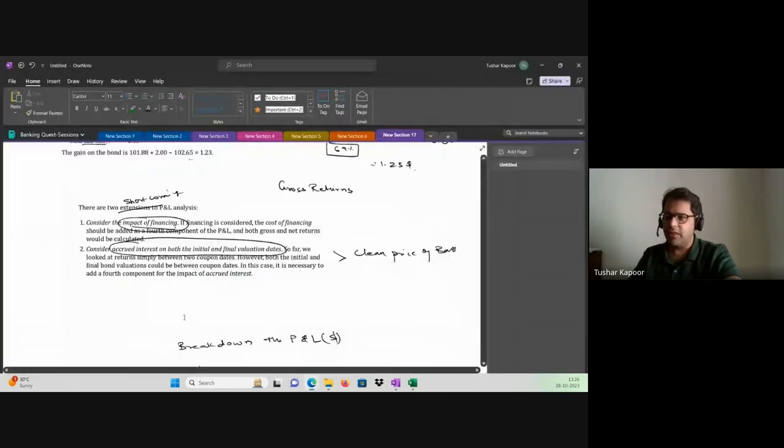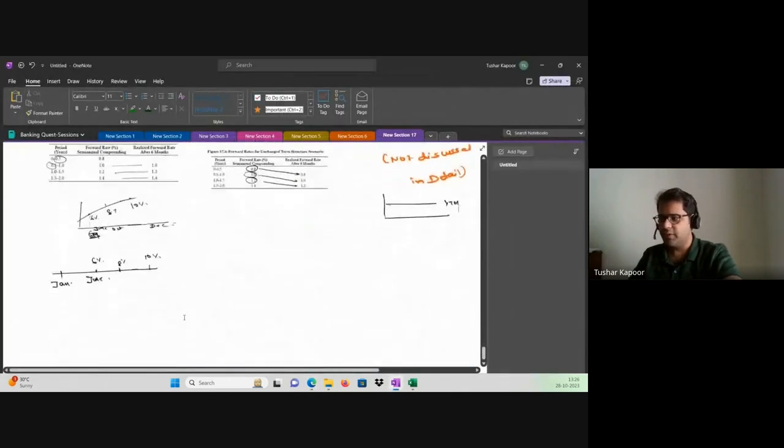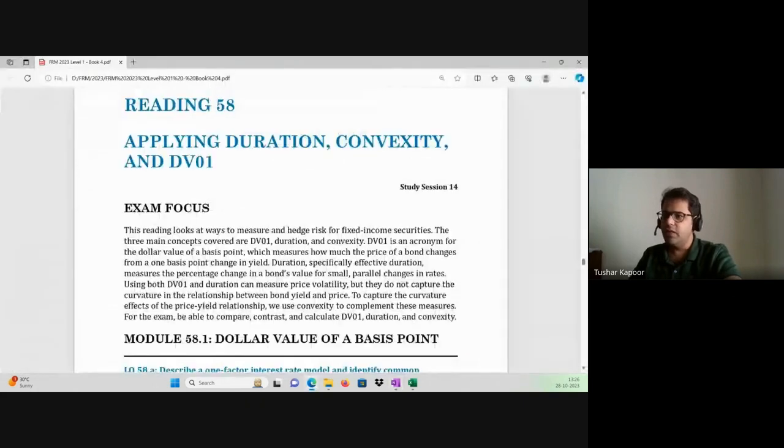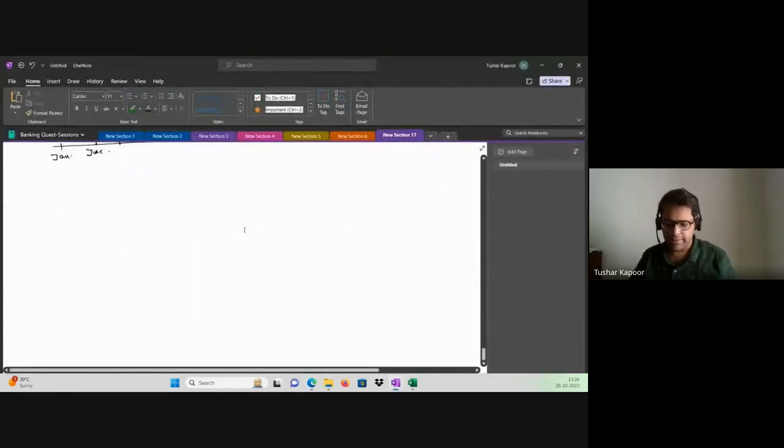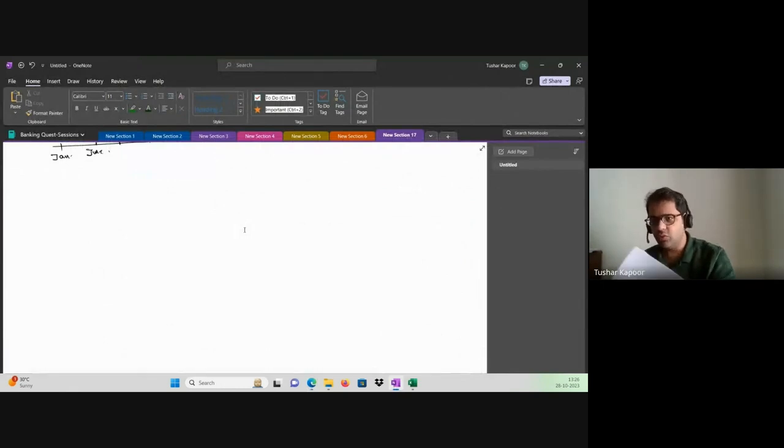With that being said, we now start with our next chapter, which is going to be around applying duration, convexity, and DV01. Naturally, this chapter will take a little bit more time than the others because we are going to run you through a very comprehensive table, which is going to set some solid foundation here.